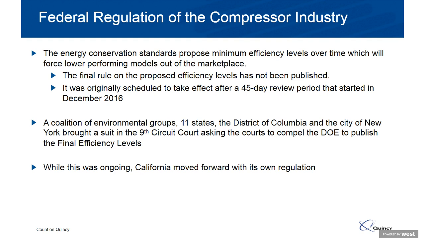Now, a coalition of 11 environmental groups, including the District of Columbia, New York, and others, have brought a suit in the Ninth Circuit Court to compel the DOE to publish the final rule efficiency standards. This is expected soon. While this is ongoing, California has moved forward with its own regulation.